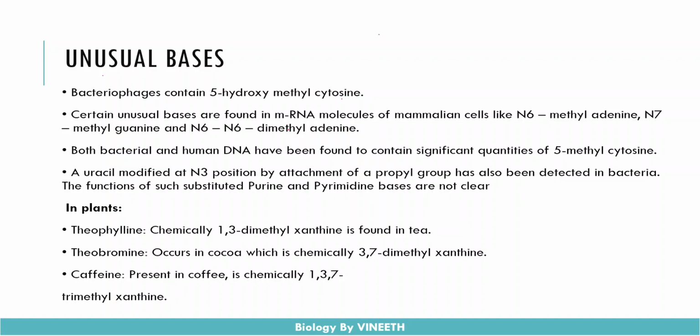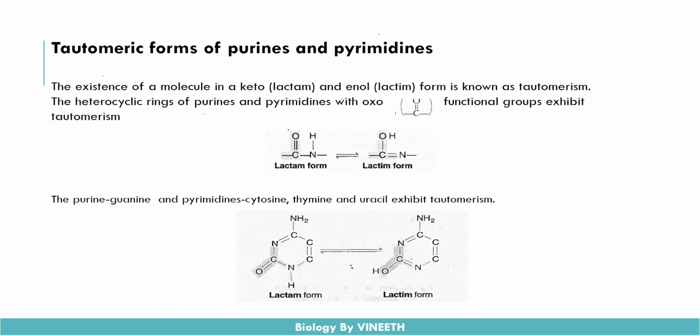Okay, so theophylline, theobromine, and caffeine, they differ only in the amount of methyl groups. Okay, theophylline and theobromine differ in the position of the methyl group, that is 1,3 and 3,7, and theobromine and caffeine differ in the amount of methyl group. Okay, like only one methyl group is extra in the caffeine. Okay, so these are the modified nitrogenous bases which are present in the plants, and above we have the modified bases or the unusual bases which are present in the mammals. Okay, apart from this we also have a lot of unusual bases present in plants and animals. Okay, but these are the major ones.